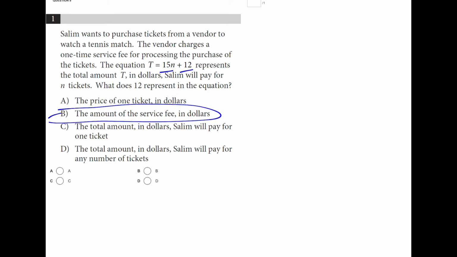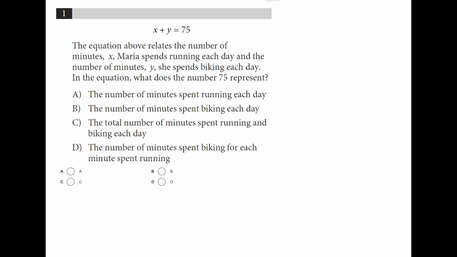So T over here on this side was like the total price. This would be your slope, and total amount in dollars for one ticket would be 27, not 12. And for this would be the entire equation for D, so that's why B is the right answer. If we connect these variables, that X is about running and Y is about biking, so these are not it because those are the variables. We're looking for the total number of minutes spent doing both, so we should add them together, total.